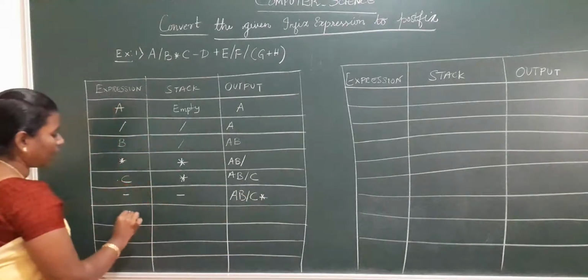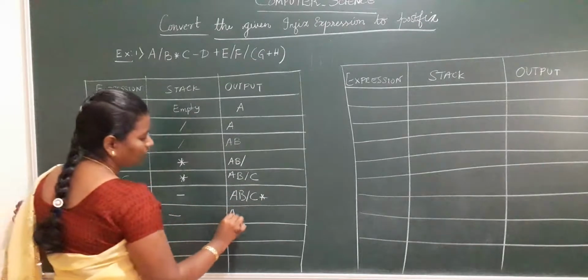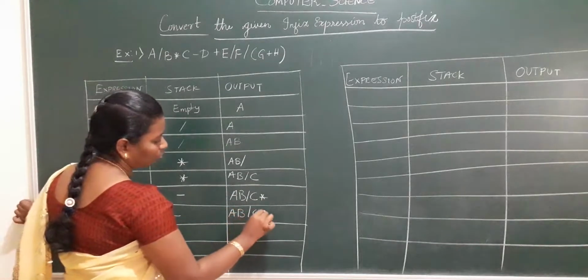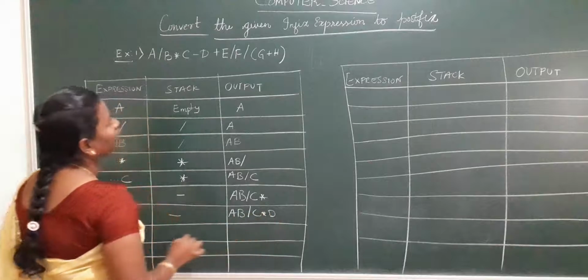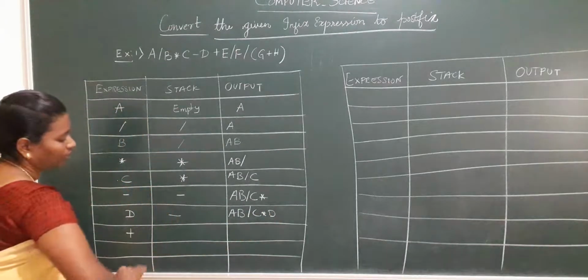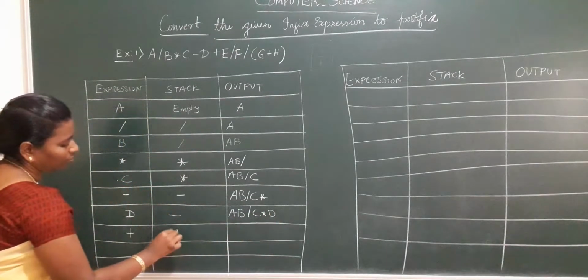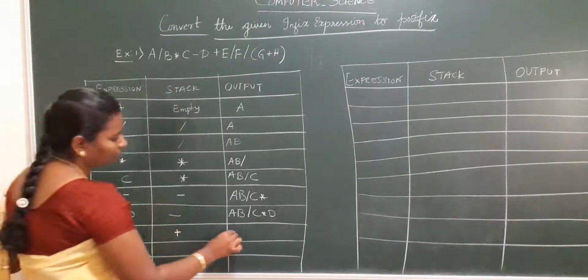Okay. Next I have D. D is nothing but an operand. It has to go to your output. Next we have plus. Okay, both are having equal priority. So let me pop out this minus.